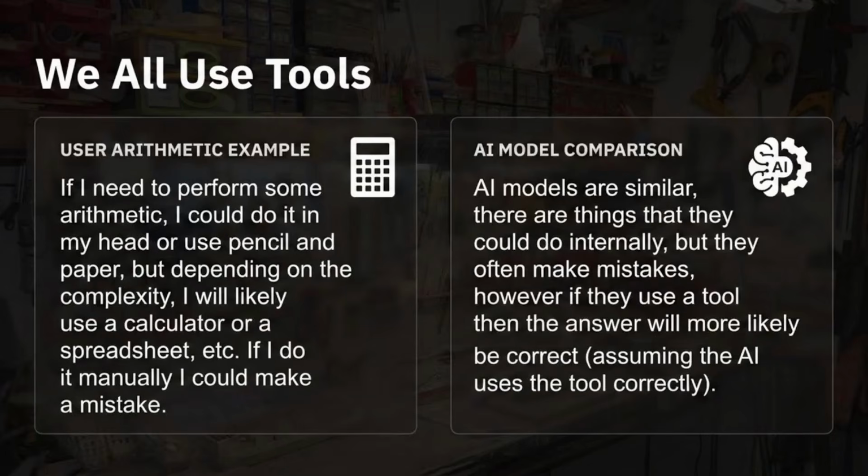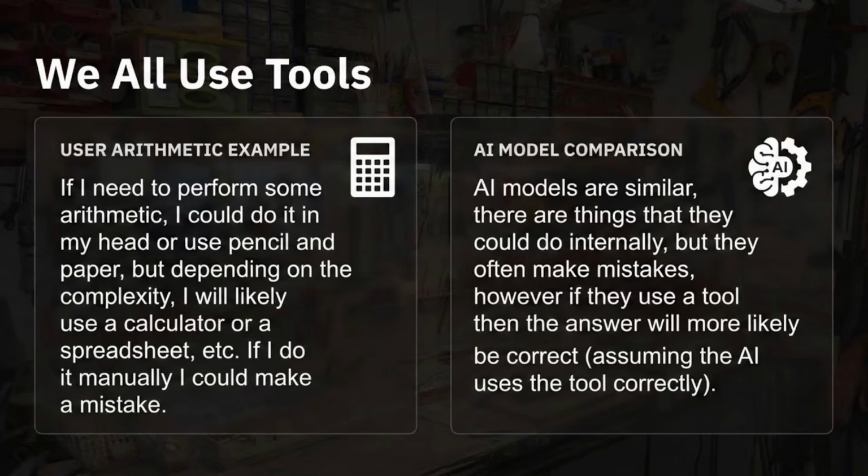Now, if I need to perform some arithmetic, I could do it in my head or use a pencil and paper like you had to do when you were at school. But depending on the complexity, I will likely use a computer or maybe a spreadsheet or something. And if I do it manually, then I probably will make a mistake. Now, AI models are similar. There are things they can do internally, but they often make mistakes. However, if they use a tool, then the answer will more likely be correct, assuming, of course, that it uses the tool correctly.